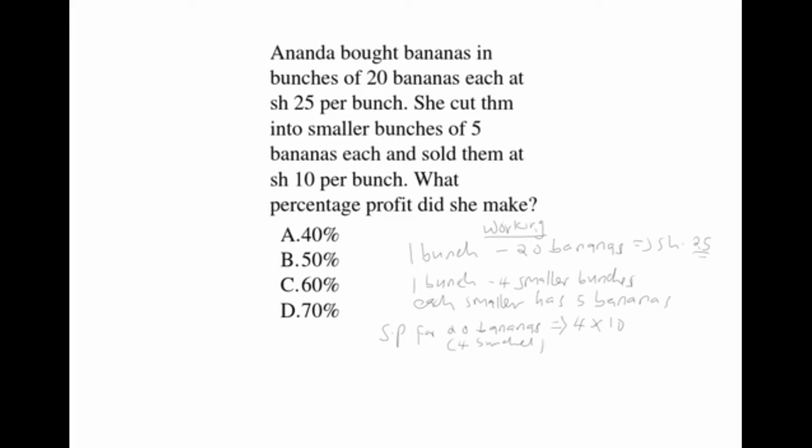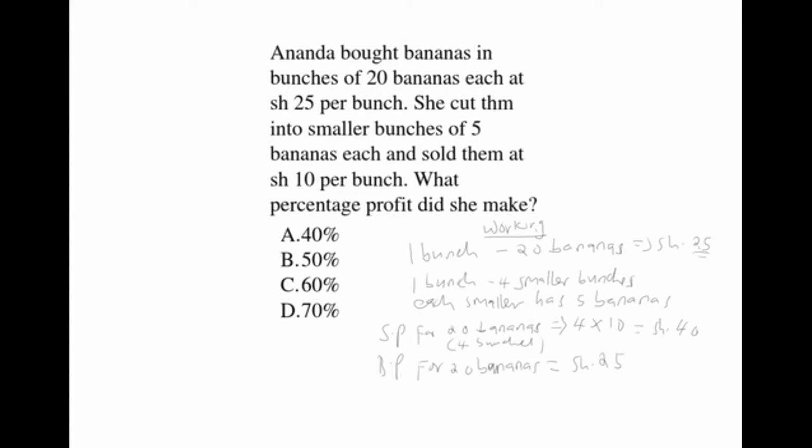So we get 4 times 10, which is 40 shillings. Then we have the buying price. The buying price, we are told that he had bought the 20 bananas each at 25 shillings per batch. So we are going to have our buying price for 20 bananas being 25 shillings.